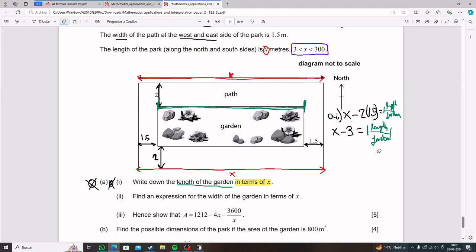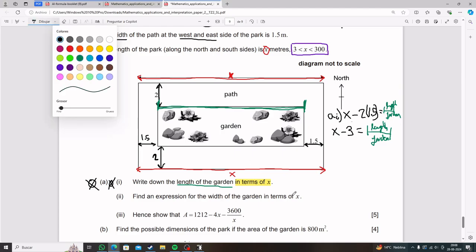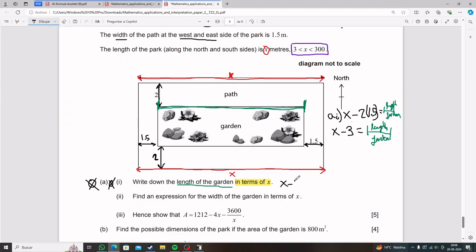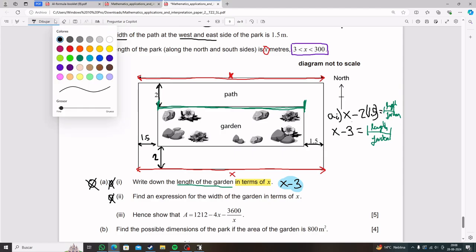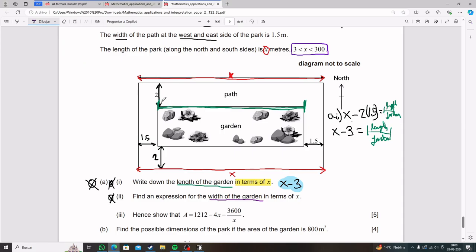Yeah, so for part Aiii, my final answer is simply going to be x minus 3. And I'm going to put it in light blue so that we recall that this is the answer. Then for part Aiii, we need to find an expression for the width of the garden in terms of x. So for the width of the garden, well, we just found the length of the garden. So now we have to find the width of the garden.